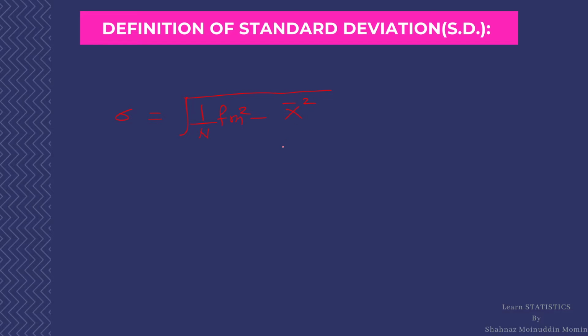All these formulae are the simplified formulae of sigma, where n is nothing but the sum of frequency, x bar is the arithmetic mean of given data, and which is given by summation f into m divided by n. This is for continuous data.